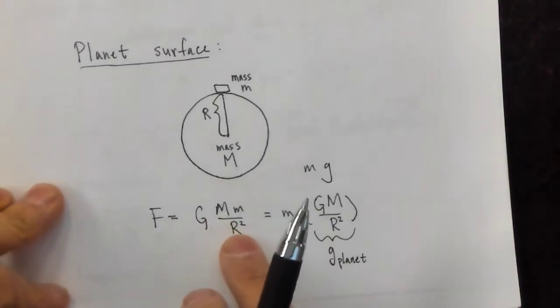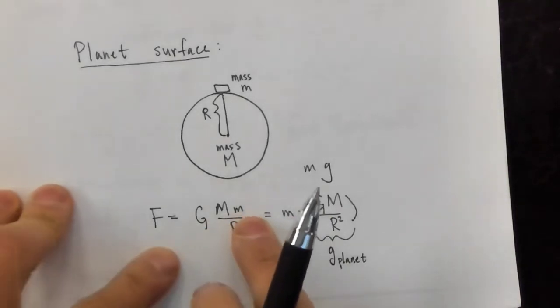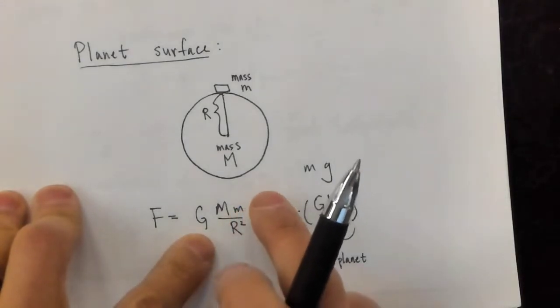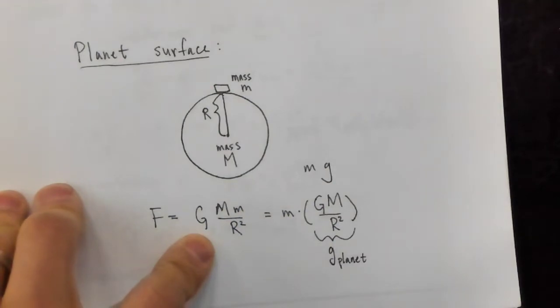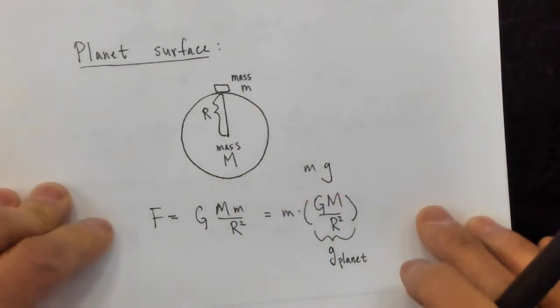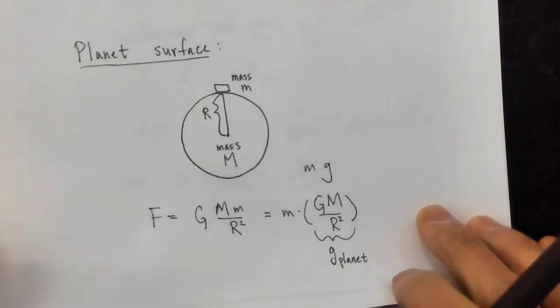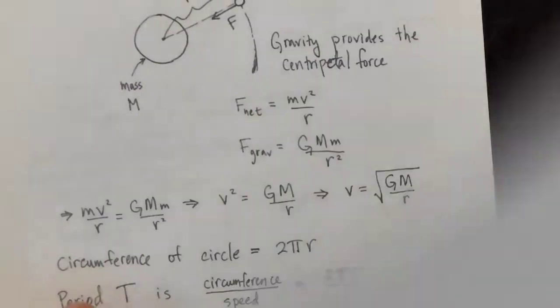You can keep it in this form. But when they ask for what is the gravitational acceleration, then you have to remove the small m. Because what they're saying is the net force is equal to m times the gravitational acceleration. Other questions? Pretty good on that? Okay.